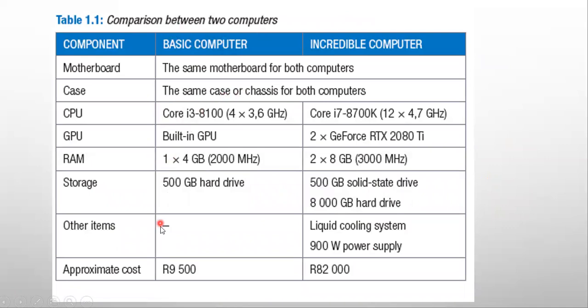Comparison between two computers: here's a basic computer, and here's your incredible computer that can be used for gaming. And here there are extra items like a liquid cooling system because of the heat generated from gaming, and the fast components, and a 900 watt power supply. You need more power supply. You can see the difference in RAM. Here 1 4 GB RAM, here there's 2 8 GB, or 16 gigabytes of RAM. And for a basic computer, you have a built-in GPU, and here we have a GeForce RTX. And the speed of the processor, CPU 3.6, that's 4.7. And obviously with these components being upgraded, the price will be much higher.